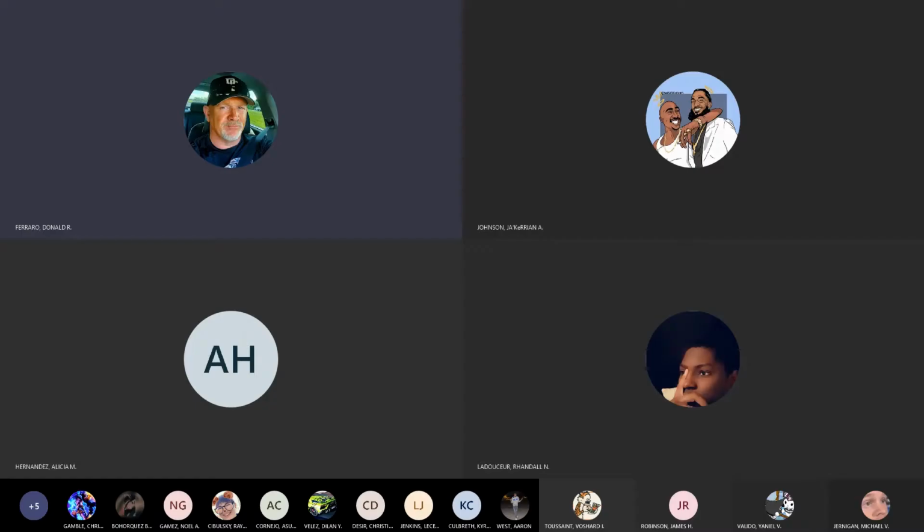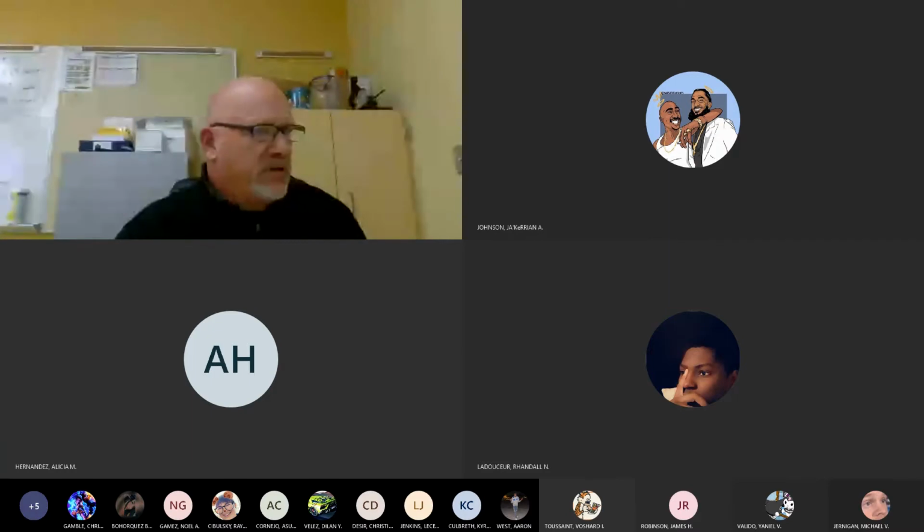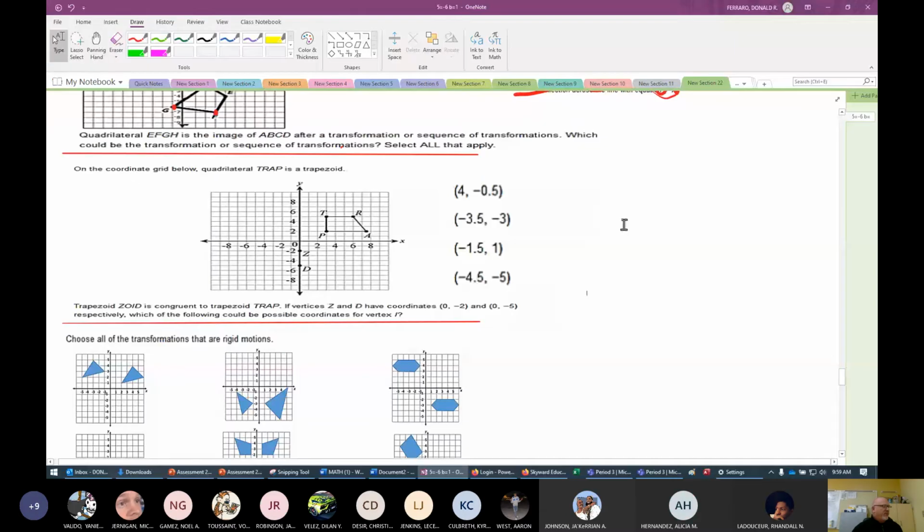We're going to look at number 5 and number 6. So number 5, it says on the coordinate grid below, TRAP is a trapezoid. Trapezoid ZOID is congruent to trapezoid TRAP. So we're moving to another trapezoid, which is going to be congruent.